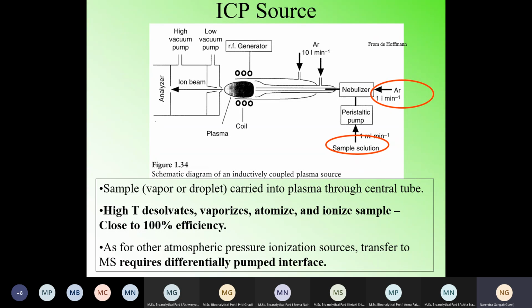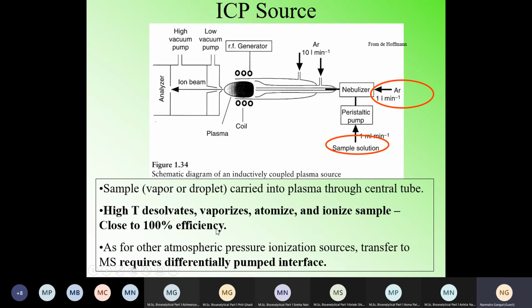Again, as I said, this is not a technique for organic molecules. This is a technique for metallic substances. I can use organometallic substances. Typically, let us suppose I want to study hemoglobin, which has Fe. I can study it using ICP-MS, but I will not be able to study pure protein molecules if they do not contain any metal ions. Those are not to be studied using ICP.